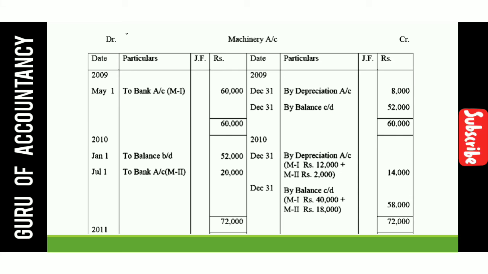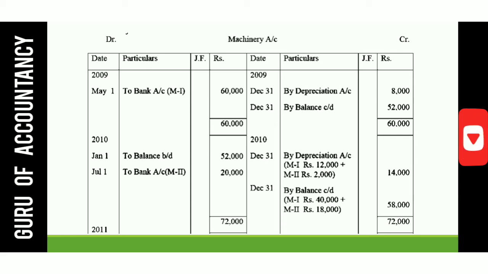So on the machinery account debit side, first we will write machinery account debit to bank rupees 60,000. On 1st May 2009 we purchased the machine. Directly we are learning posting without journal entry. So our first journal entry would be machinery account debit to bank rupees 60,000 on 1st May. So it will be posted on the debit side, to bank 60,000.